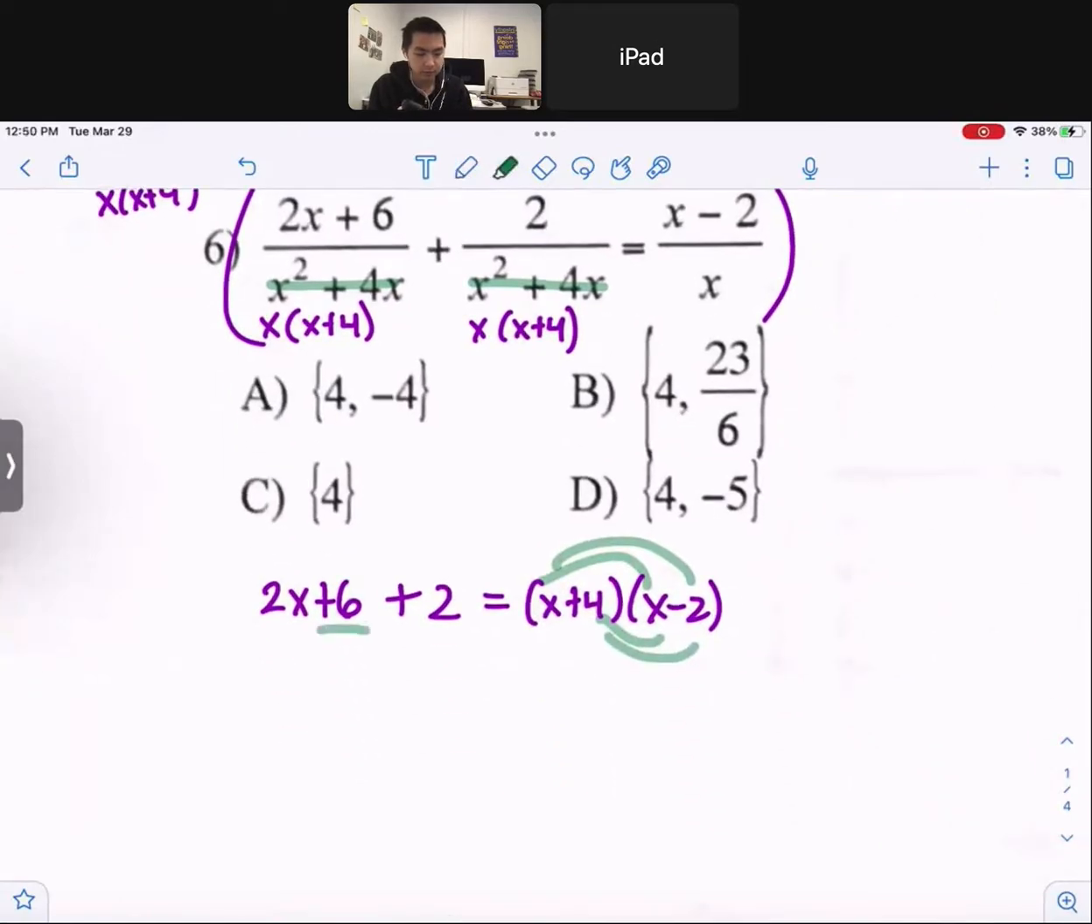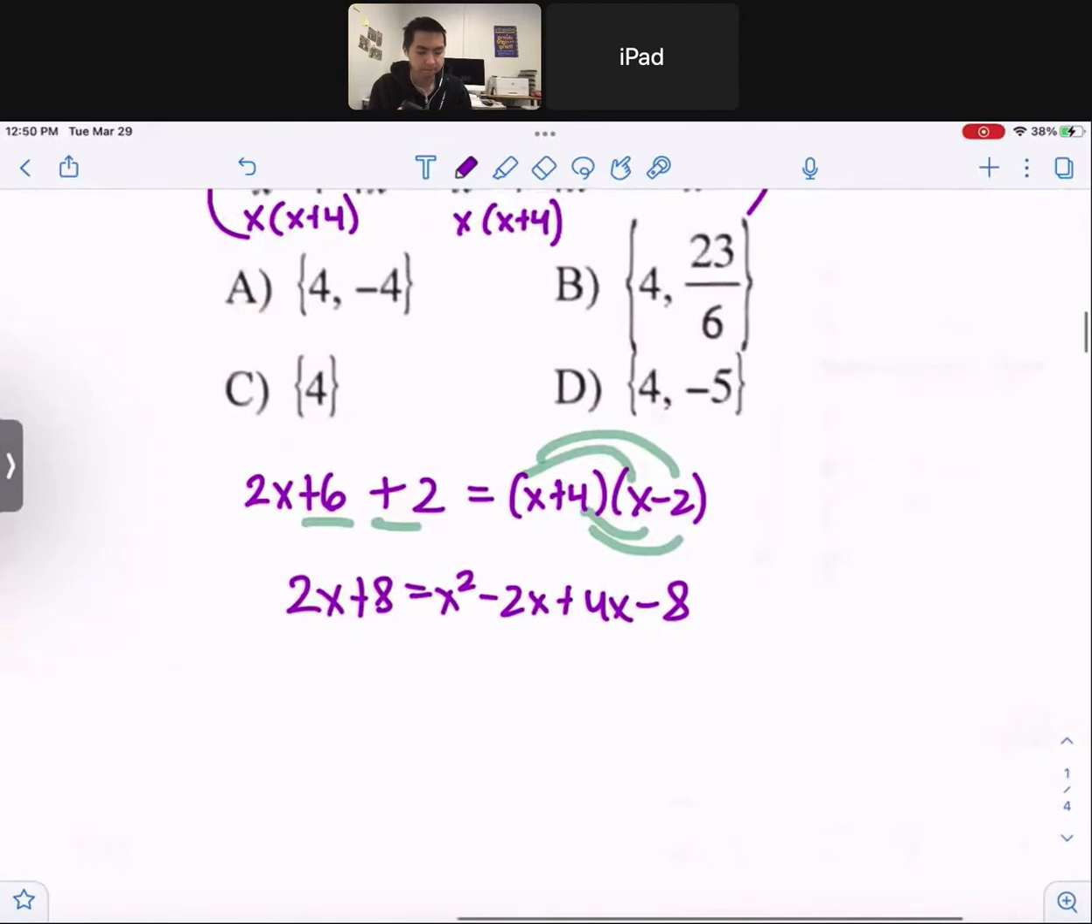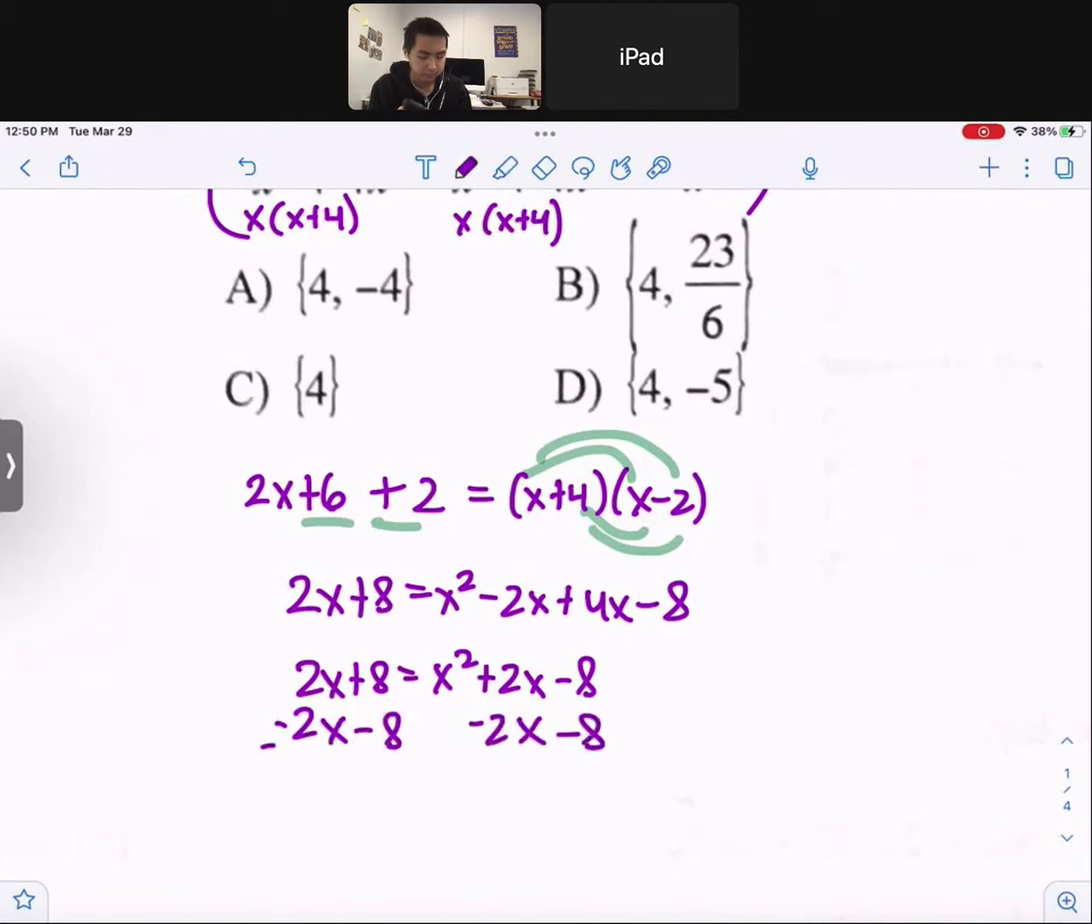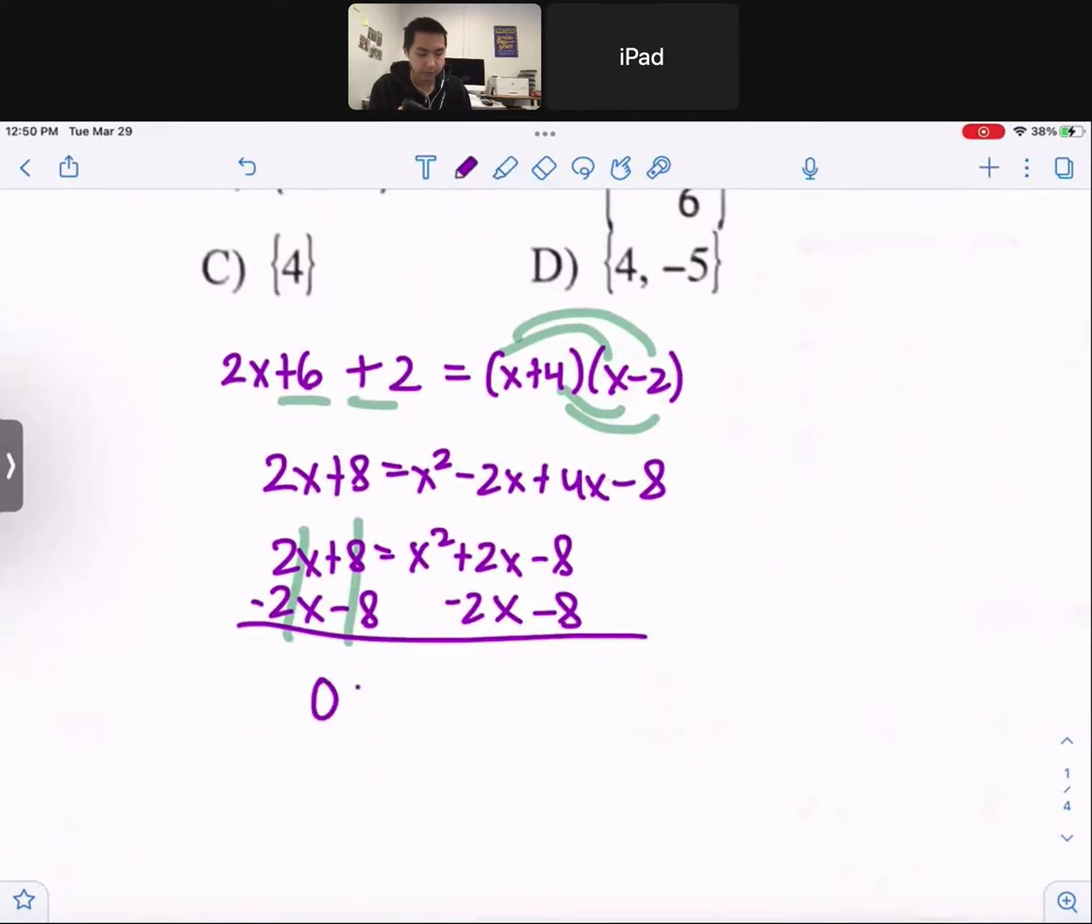And now we distribute that. On this side, the 6 and 2 can combine, so 2x plus 8 equals x squared minus 2x plus 4x minus 8. So you get 2x plus 8, x squared plus 2x minus 8. And since we're dealing with quadratic, we gotta set the whole equation equal to 0. So all of this is gone, so all you guys have left is 0 equals x squared. These are gone, and we have minus 16.